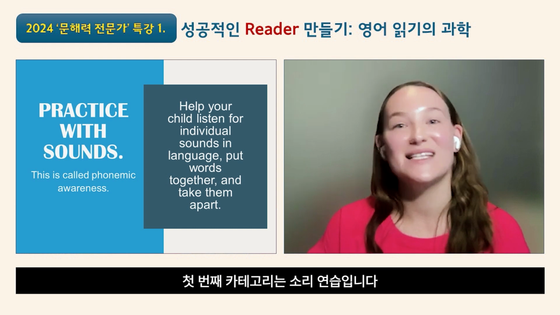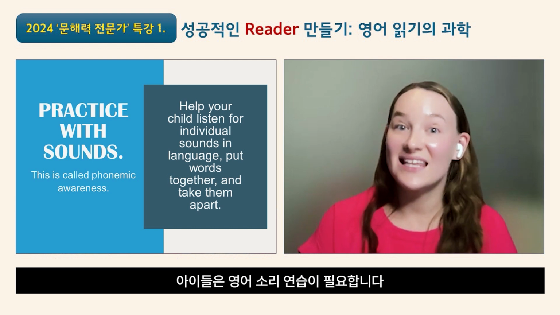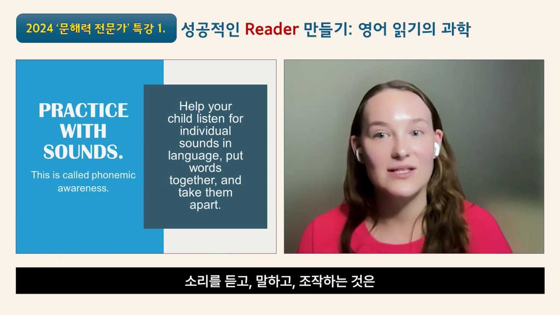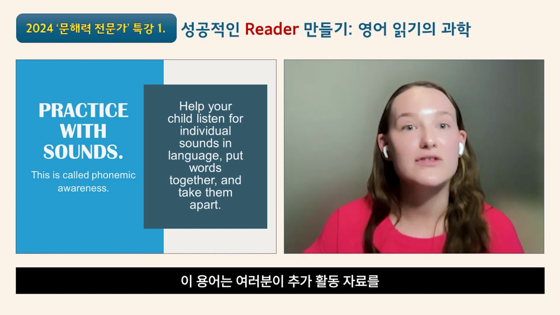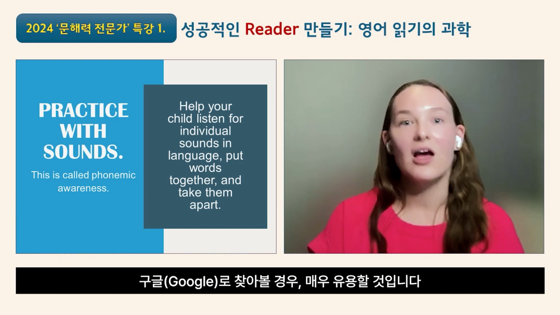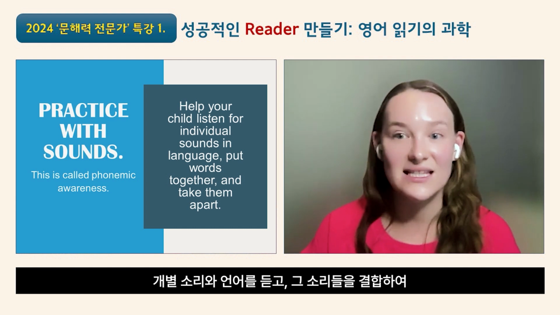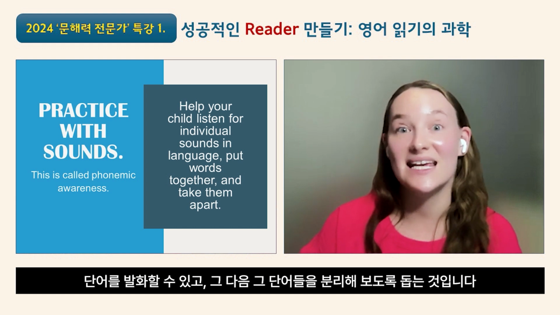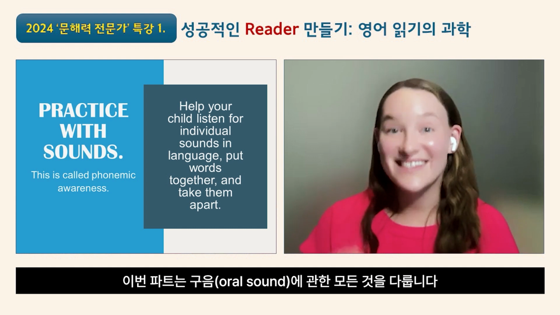Our first category is practice with sounds. Children need practice with English sounds. Hearing, saying, and manipulating sounds is called phonemic awareness. This term might be really useful to you if you are trying to Google additional activities. Our goal here is to help children listen for individual sounds in language, to put those sounds together to say words orally, and then to take them apart. This section is all about oral sounds.